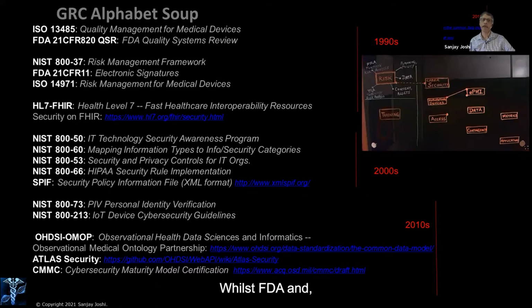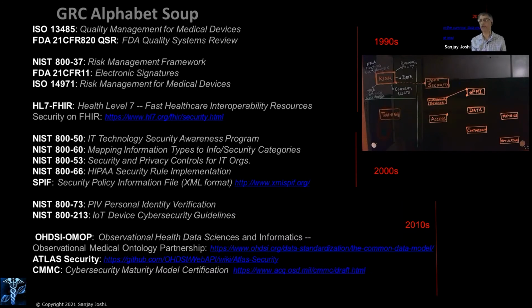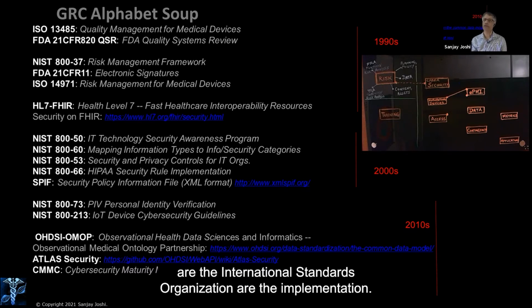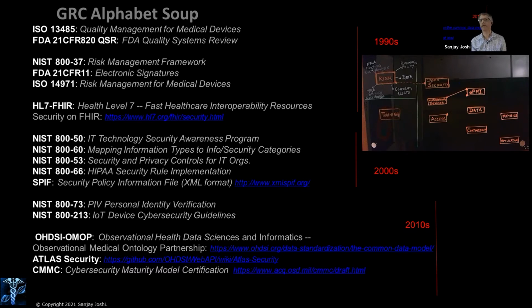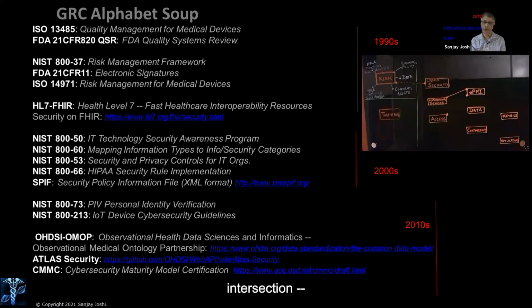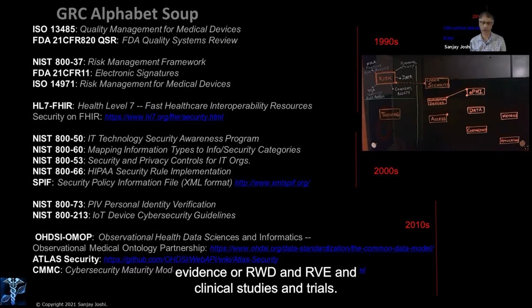Whilst FDA and other regulations are the federal standards in the United States for regulations, NIST, or National Institute of Standards and Technology, and ISO, or the International Standards Organization, are the implementation engines. HL7, or Health Level 7, and OHDSI are here since they will be the primary protocol and observational data engines in the future intersection of healthcare and biopharma for real-world data and real-world evidence, or RWD and RWE, in clinical studies and trials.